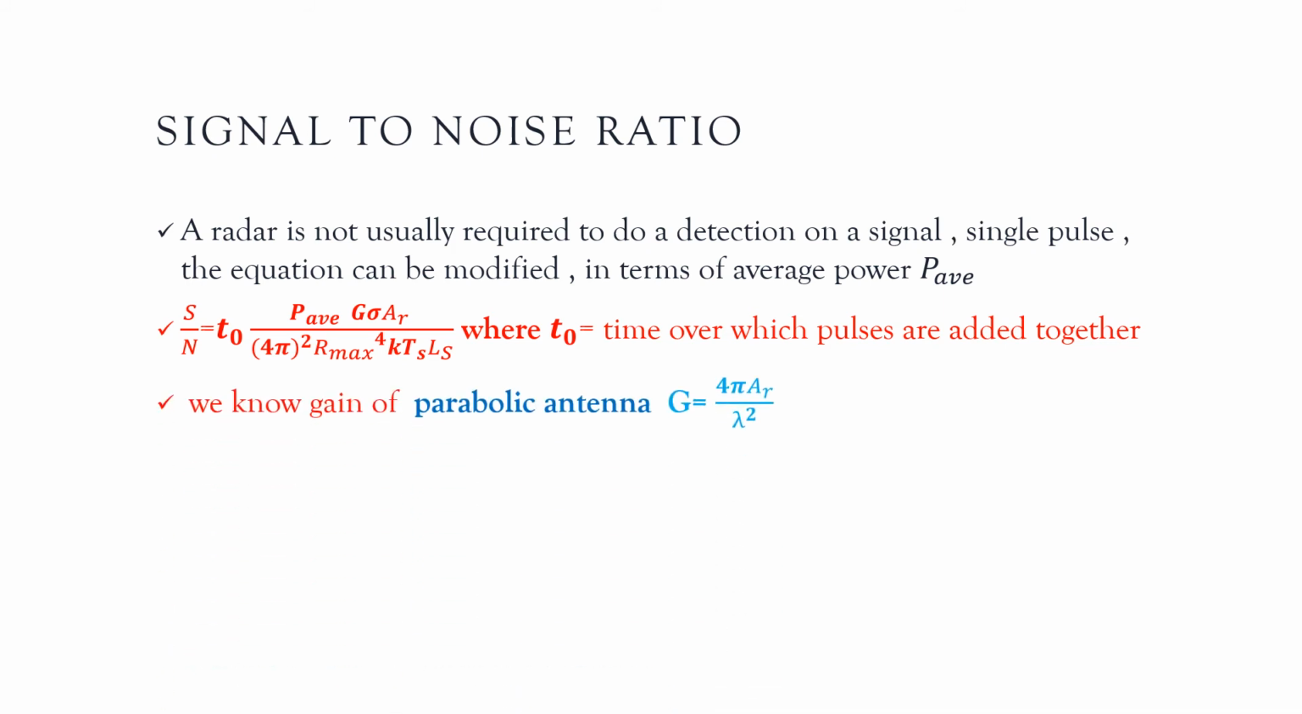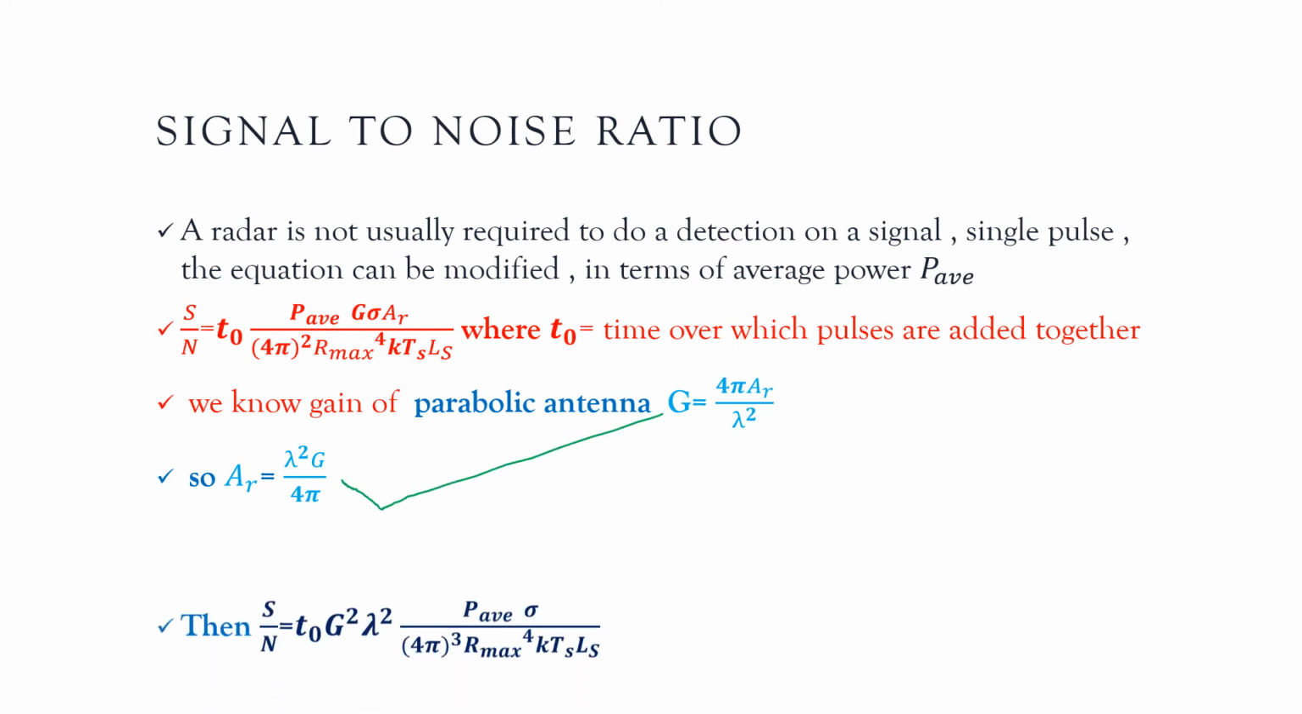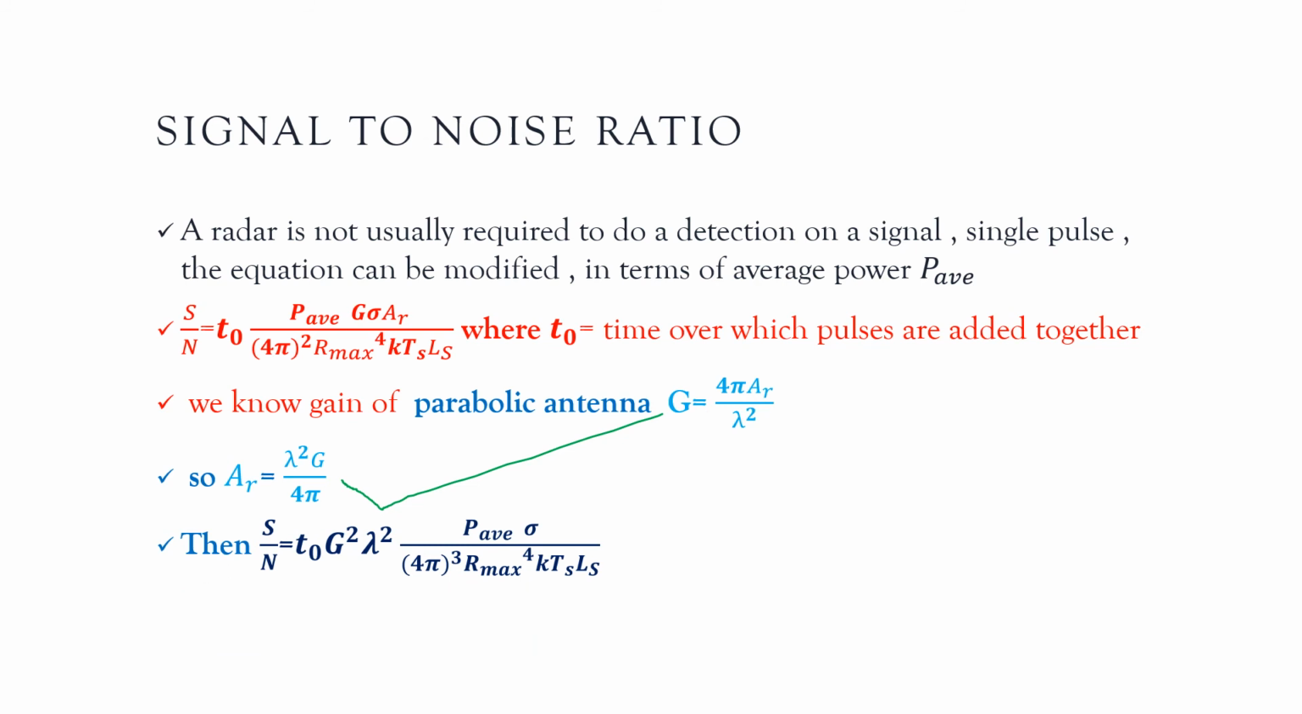Now we know the gain of the parabolic antenna from previous slides: G = 4πA_R/λ². Taking A_R from this equation, we get A_R = λ²G/4π. Now if we substitute the value of A_R in the form of G in S/N, we have the signal to noise ratio equal to T_o G² λ² P_av σ over (4π)³ R⁴_max kT_s L_s.